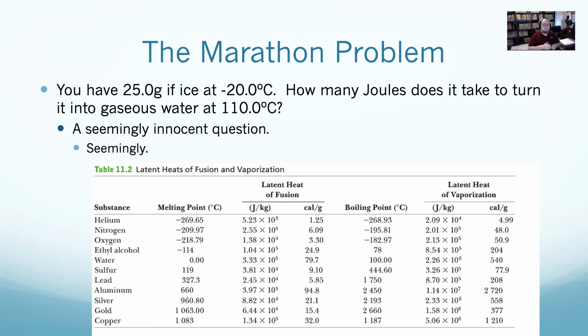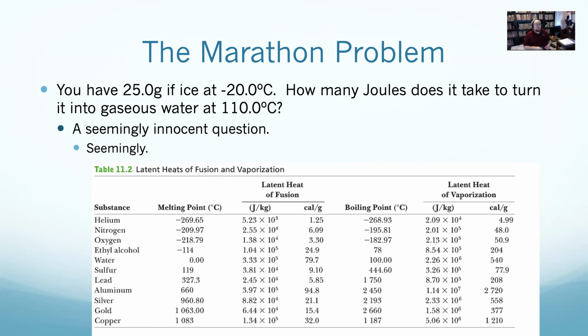But it's a good way to look at it. This is commonly called the marathon problem because it never ends. And here's the idea. Let's say you have 25 grams of ice. This ice is at negative 20 degrees Celsius. How many joules does it take to turn it into steam at 110 degrees Celsius?